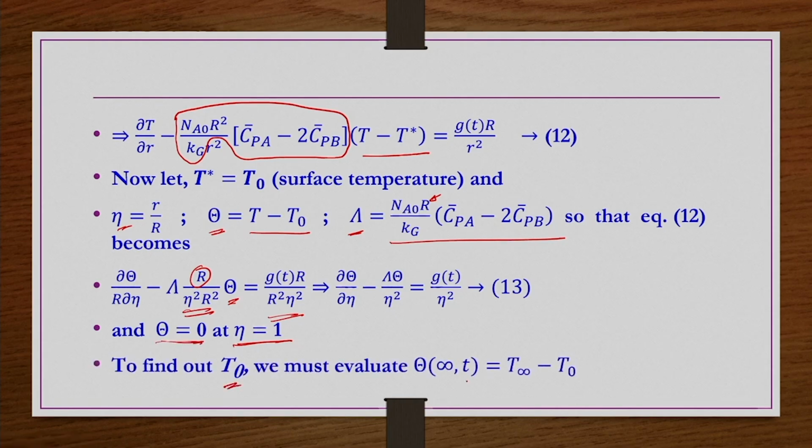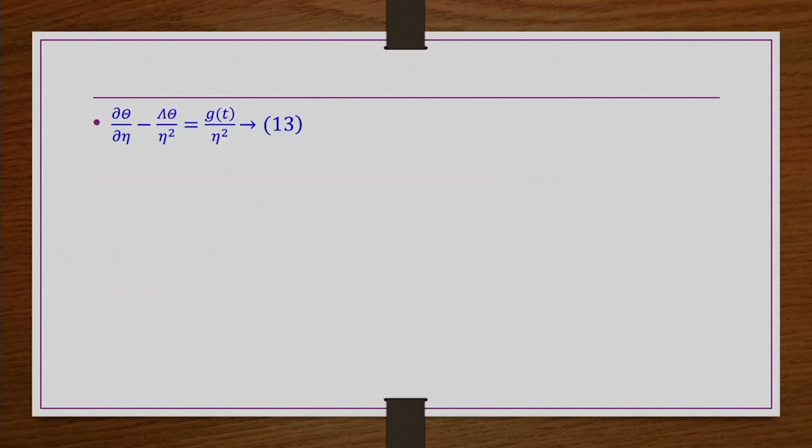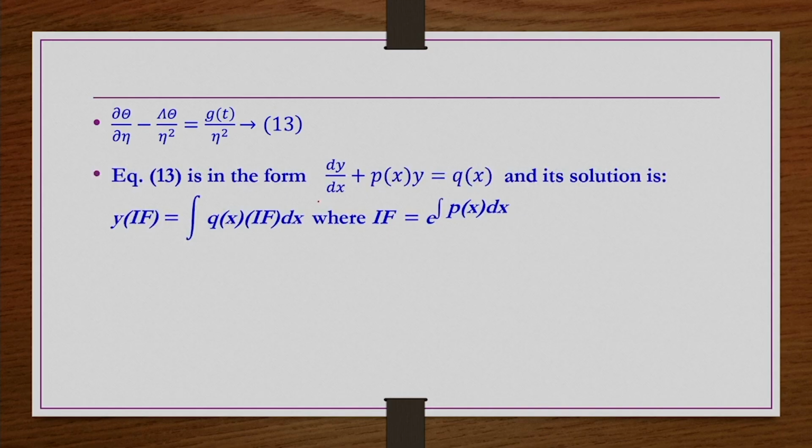To find out T naught, we must evaluate theta as a function of location r equals infinity and time, that is T infinity minus T naught, because T infinity is known. So if you solve this equation at r equals infinity, you can find out what this T naught is. So that we are going to do. The equation is written here once again, and it is in the form dy/dx plus py equals q, where p and q are functions of x. Its solution is that y multiplied by the integration factor equals the integral of q times IF dx, where IF is nothing but the exponential of the integral of p dx.